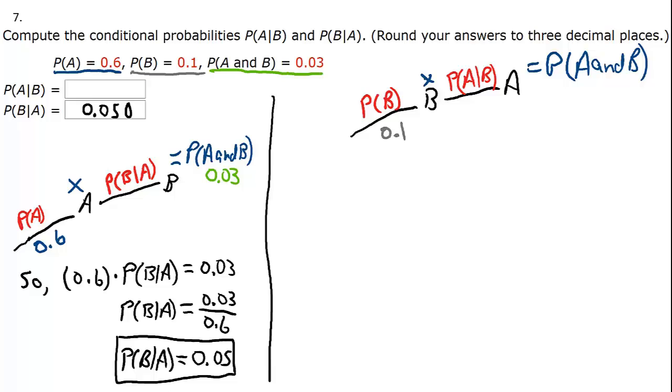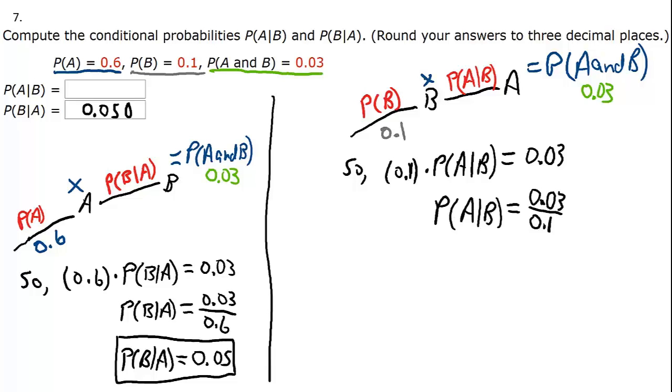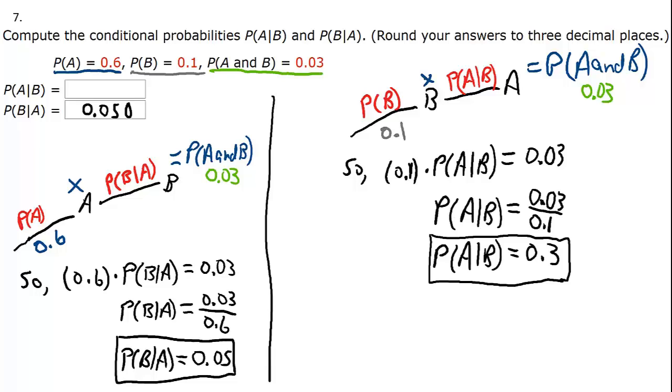And I know that the probability of B is 0.1. I was given that. I know the probability of A and B is 0.03. I was given that. So I know that 0.1 times whatever the probability of A given B is equal to 0.03. So if I divide both sides of that equation by 0.1, do the arithmetic, I find out that the probability of A given B is 0.3.